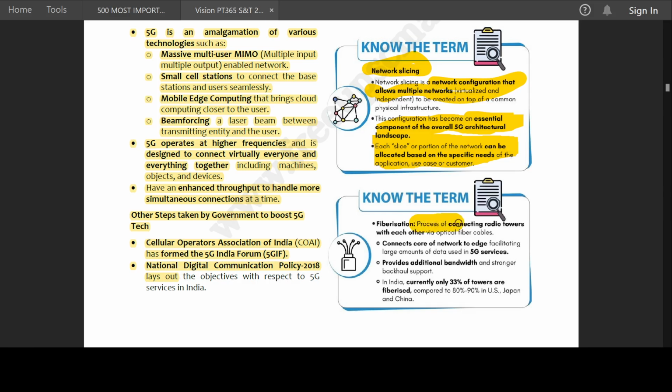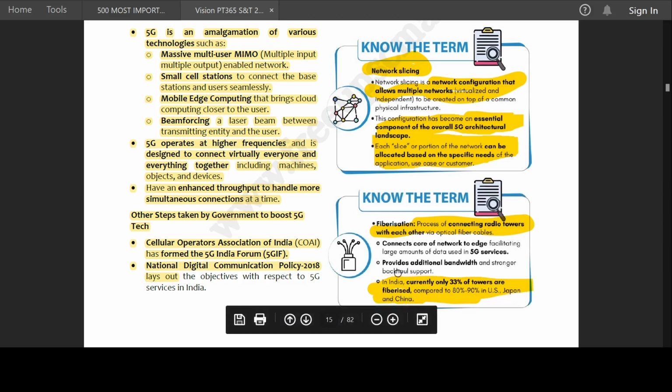Fiberization. The process of connecting radio towers with each other via optical fiber cables is called fiberization. It connects the core of the network to the edge, facilitating the large amounts of data used in 5G services. It provides additional bandwidth and stronger backhaul support. In India, currently only 33% of the towers are fiberized, compared to 80 to 90% in the US, Japan, and China.